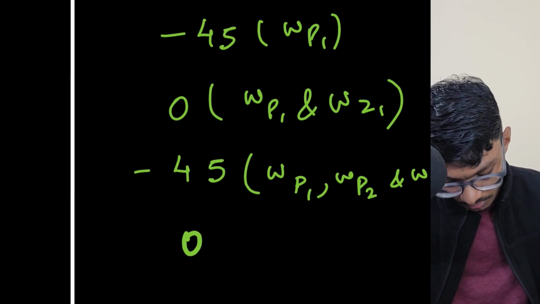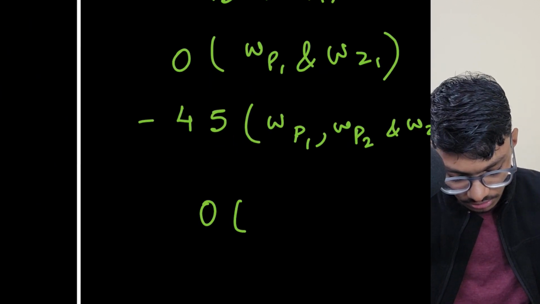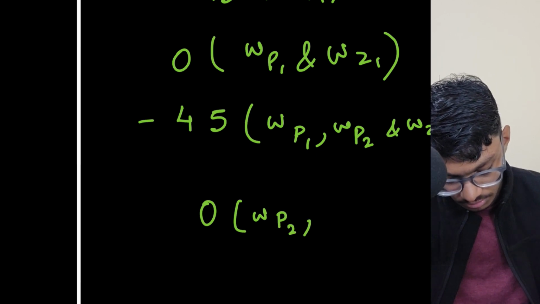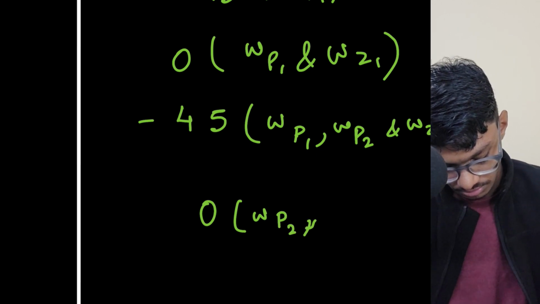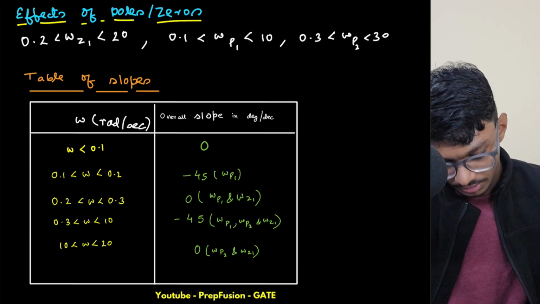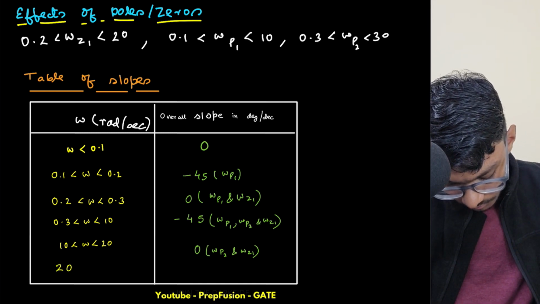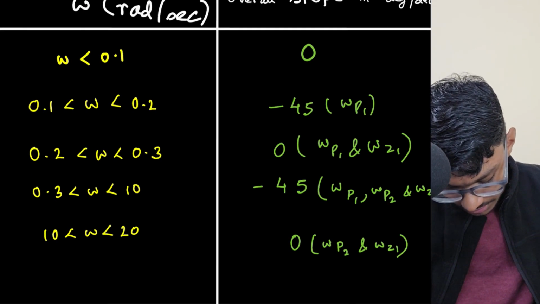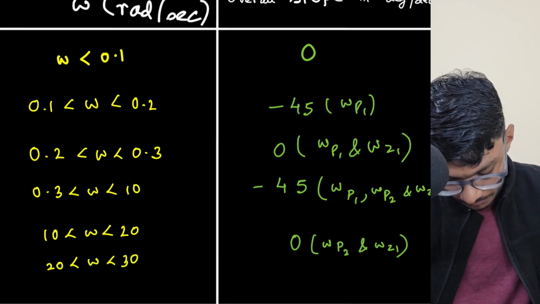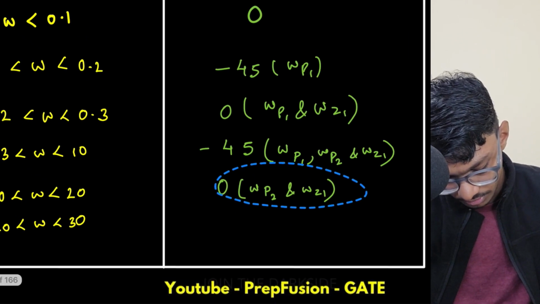Slope will become 0 as the effect of only this P2 and Z1 is coming. Okay, next, what are the cases? Next we have the range 20 to 30. So like this I can take a bit above.